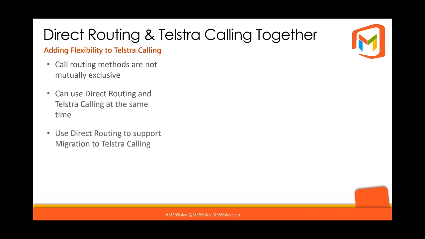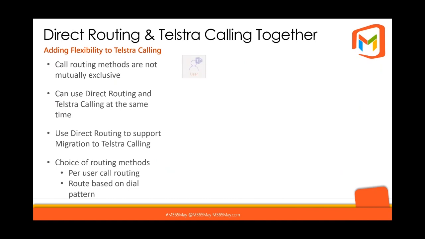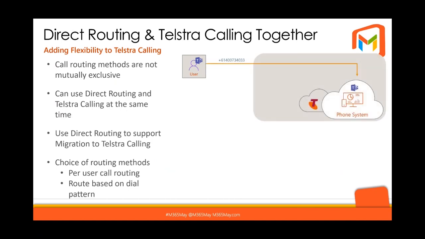I may want to use direct routing to support migration to Telstra calling. So essentially use it as a migration mechanism. I'll go through some of those scenarios as well. And I actually have a choice of routing methods. So to make this a little bit clearer, let's just work through an example. So let's say I've got a Teams user, and my Teams user calls a mobile number in Australia. That call, I want to use Telstra calling to support that call, and we can get that call out to the PSTN network. Pretty straightforward.